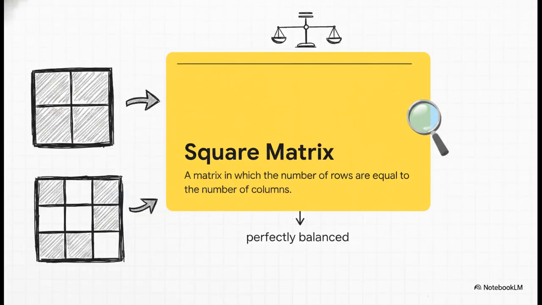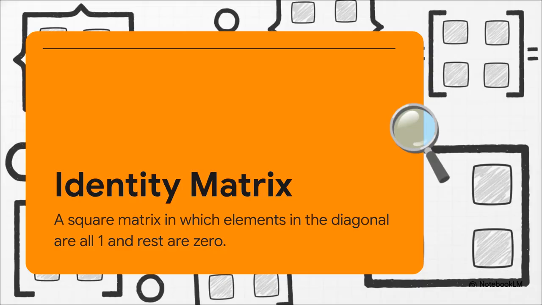Now, where things get really interesting, and perfectly balanced I might add, is the square matrix. If the number of rows exactly equals the number of columns, say a 2 by 2 or a 3 by 3 grid, you have a square matrix. This m by m structure is incredibly useful and actually serves as the foundation for a whole lot of advanced matrix operations.